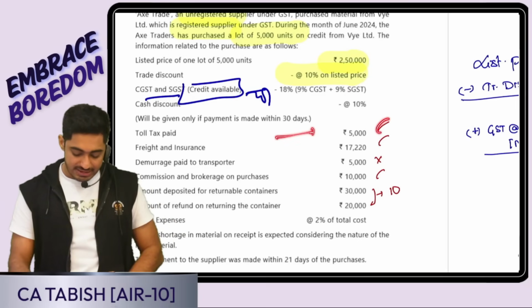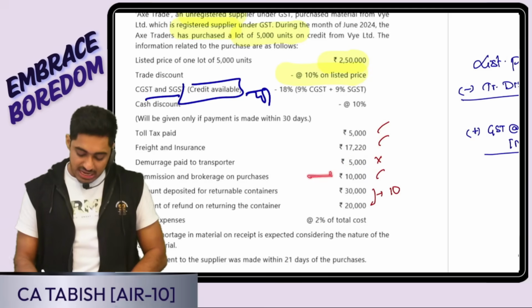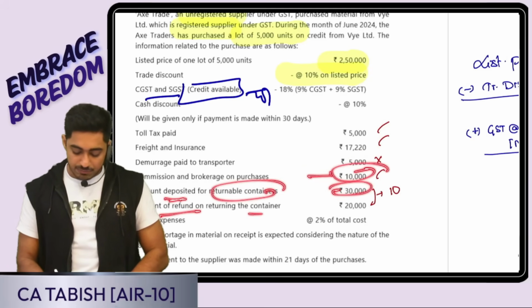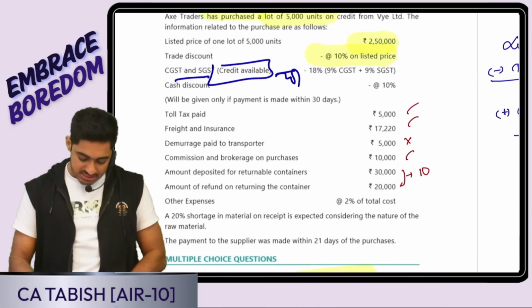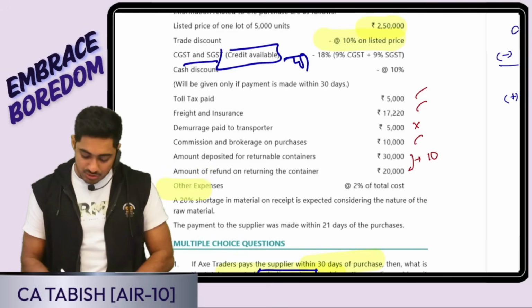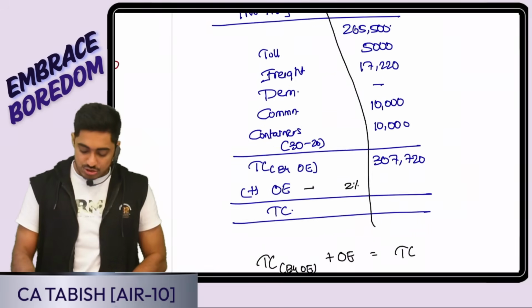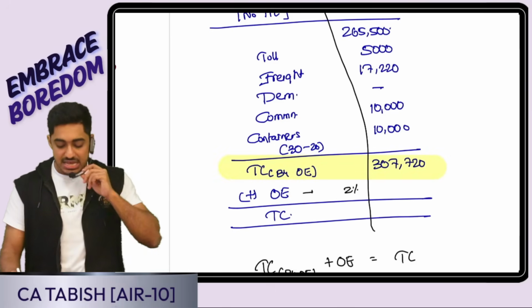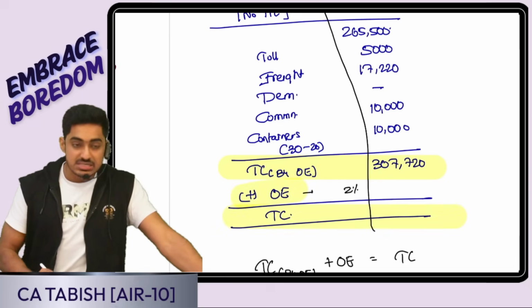Now toll tax I will add to cost. Freight and insurance I will add to cost. Demurrage is an abnormal item, so I will not be adding it to cost. Commission I will add to cost. Amount deposited for container 30,000, amount of refund 20,000, that means my net cost is going to be 10,000. I will add it to cost. Is this clear, everyone? Other expenses is 2% of total cost. So I will add all these items. I will get my total cost before other expenses as 3,07,720. Now if I add other expenses, I will get the total cost.